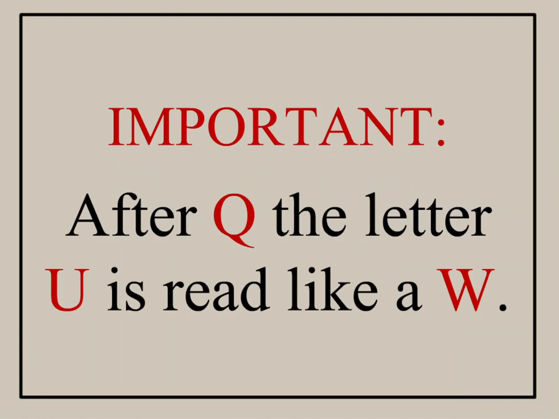Now let's learn a second important rule about reading the English vowel U. After the letter Q, the letter U is read like a W. We read the letter U with the sound W, W, when it follows the letter Q. Let's look at some examples.